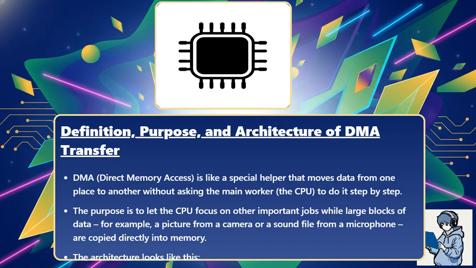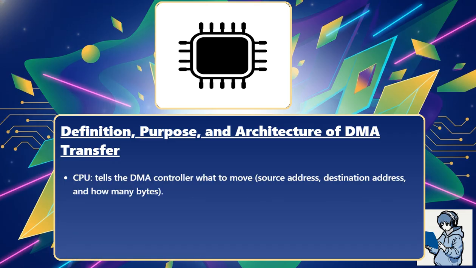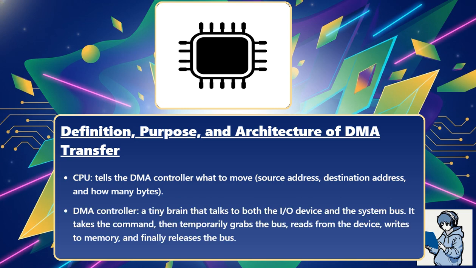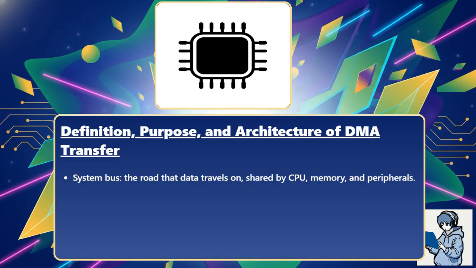The architecture looks like this. CPU tells the DMA controller what to move: source address, destination address, and how many bytes. DMA controller, a tiny brain that talks to both the I/O device and the system bus. It takes the command, then temporarily grabs the bus, reads from the device, writes to memory, and finally releases the bus. System bus, the road that data travels on, shared by CPU, memory, and peripherals.